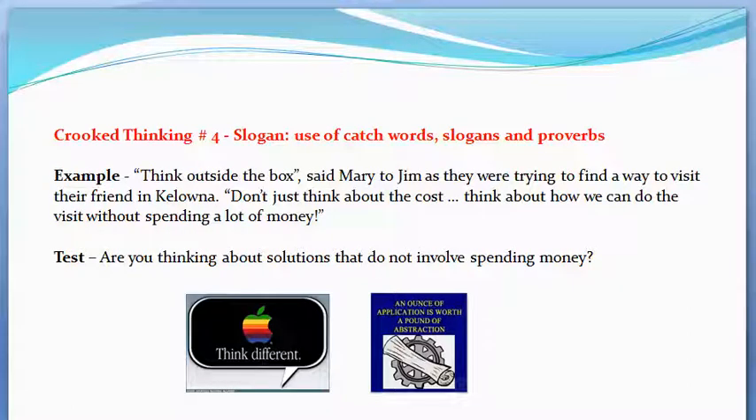Crooked thinking number 4, slogan, use of catchwords, slogans, and proverbs. Example, "Think outside the box," said Mary to Jim as they were trying to find a way to visit their friend in Kelowna. "Don't just think about the cost. Think about how we can do the visit without spending a lot of money." Test, are you thinking about solutions that do not involve spending money?